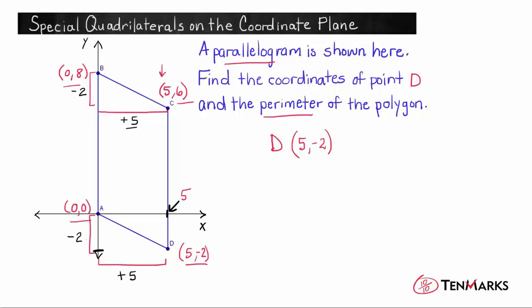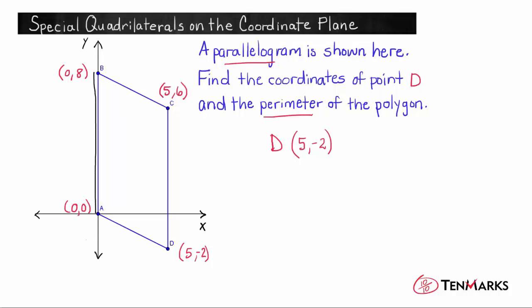Now let's see if we can figure out the perimeter of this shape. First, let me clean up the graph, and then we'll make some new marks on here. The easiest lengths to get are any horizontal or vertical lines. We don't have any horizontal lines here, but we do have 2 vertical lines. We have from point B to point A, 8 units. We know that by subtracting the y values, 8 minus 0, getting a total of 8 units. We also know that all parallelograms have congruent sides. So not only are the opposite sides parallel, but they're also equal in length. So we can put another 8 here.